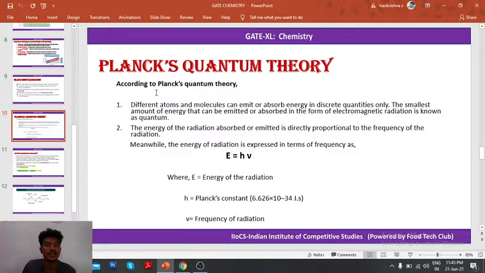So these are the main two postulates of Planck's quantum theory, and also the equation E is equal to h nu. This might be a possible question for all the exams. So remember the question: Planck's quantum theory, and also the expression given to describe this theory.